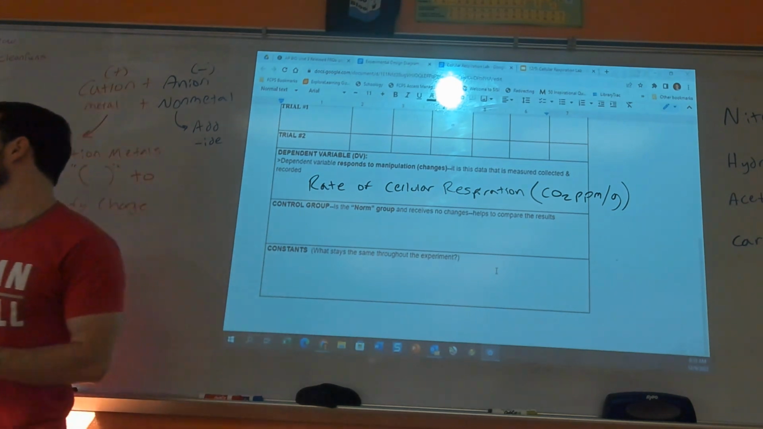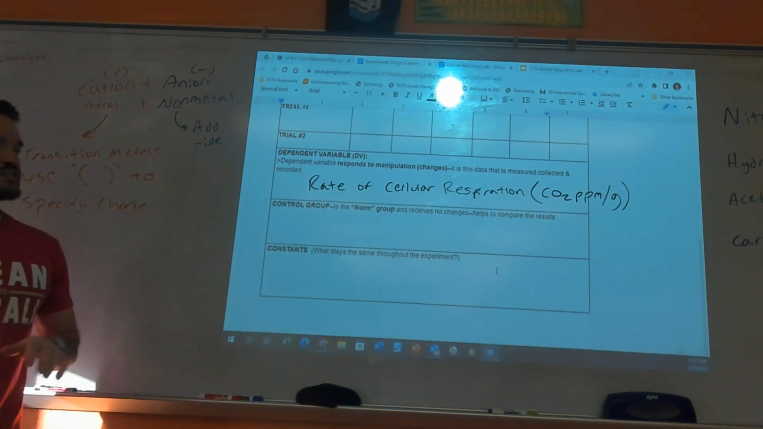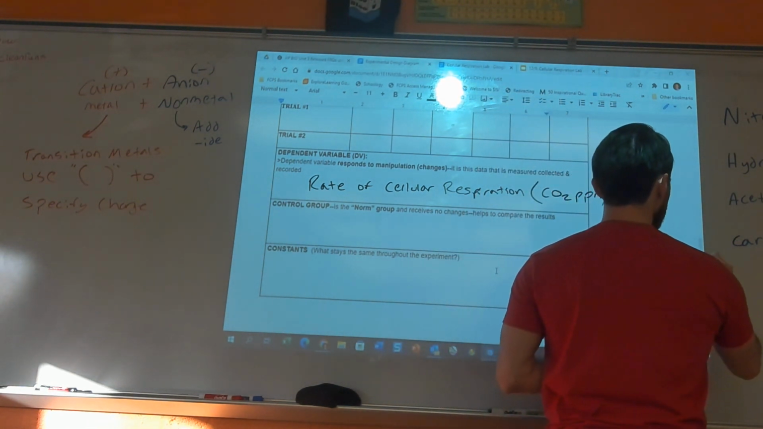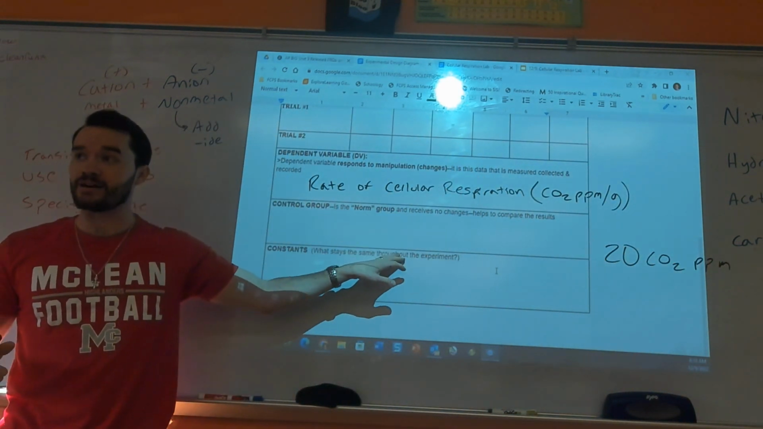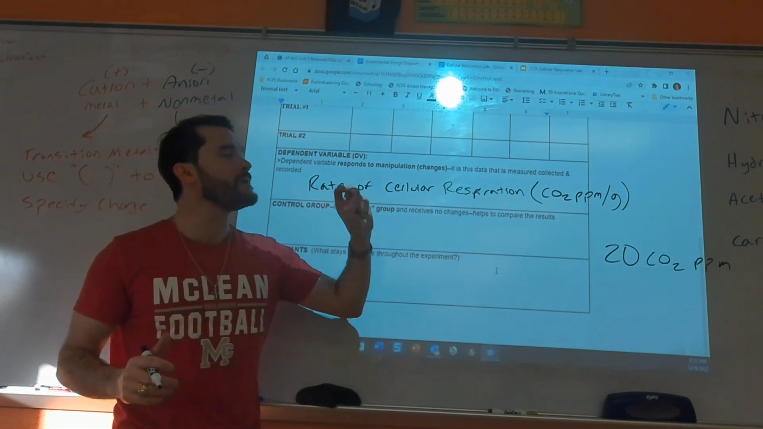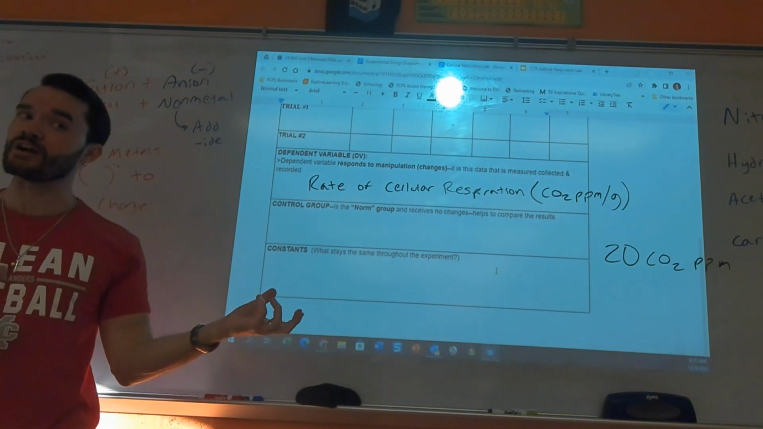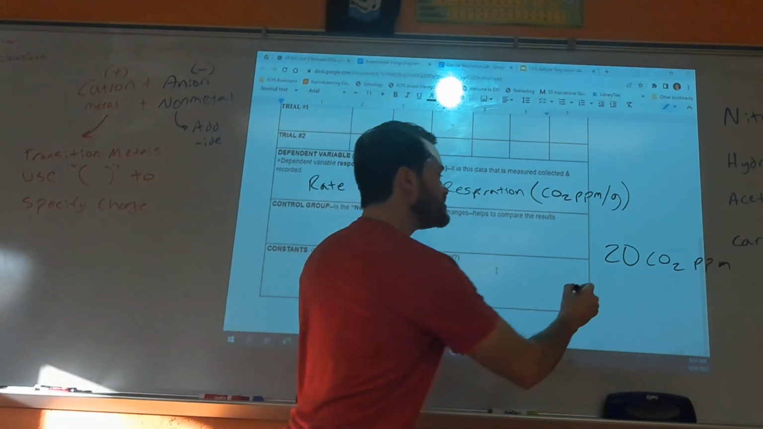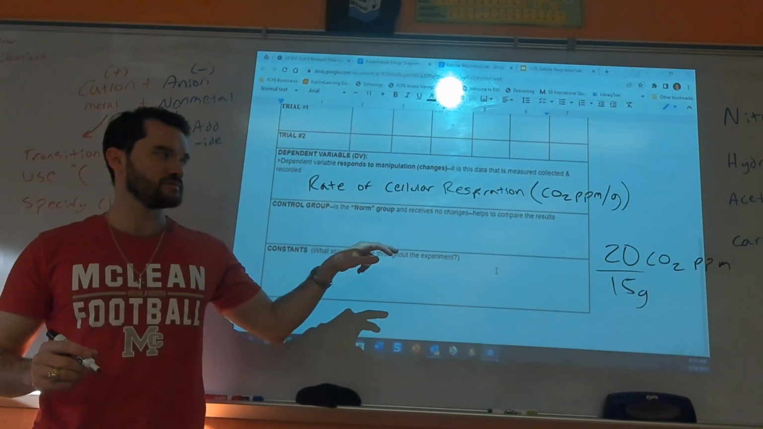Where the gram comes in is you're going to measure out, say, 15 grams of your beans. So if you got 20 CO2 parts per million, and you did that with a 15 gram sample, what would be your CO2 ppm per gram? If your sample was 15 grams. What did you say? Yeah, you divide it by the gram sample that you had. Okay?